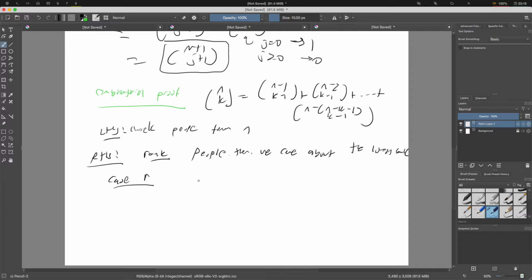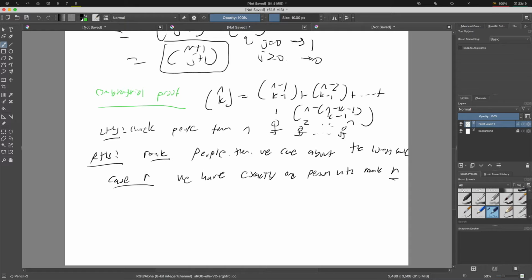A case R means that we have exactly one person with rank R. The exactly one person doesn't really matter, but the important thing is that R is the lowest rank: out of all the k people we picked, the lowest person has rank R. By the way, we're ranking from left to right, so if we imagine a row of people, this one is going to be 1, this one is 2, and the last one is n.